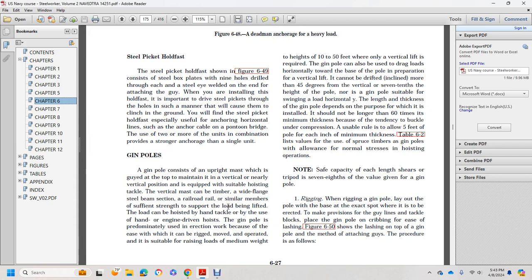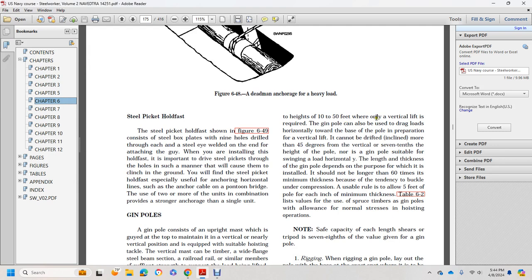A gin pole consists of an upright mast, with a wedge for the guy at the top to maintain it in a nearly vertical position, with a suitable hoisting tackle. The vertical mast can be timber, wide-flange steel beam, or a section of railroad rail. The load being lifted can be hauled with the tackle, or by either the hand or the drive and hoist. The gin pole is predominantly used in either direction because of the ease of moving and operating it, and is suitable for raising loads of medium weight.